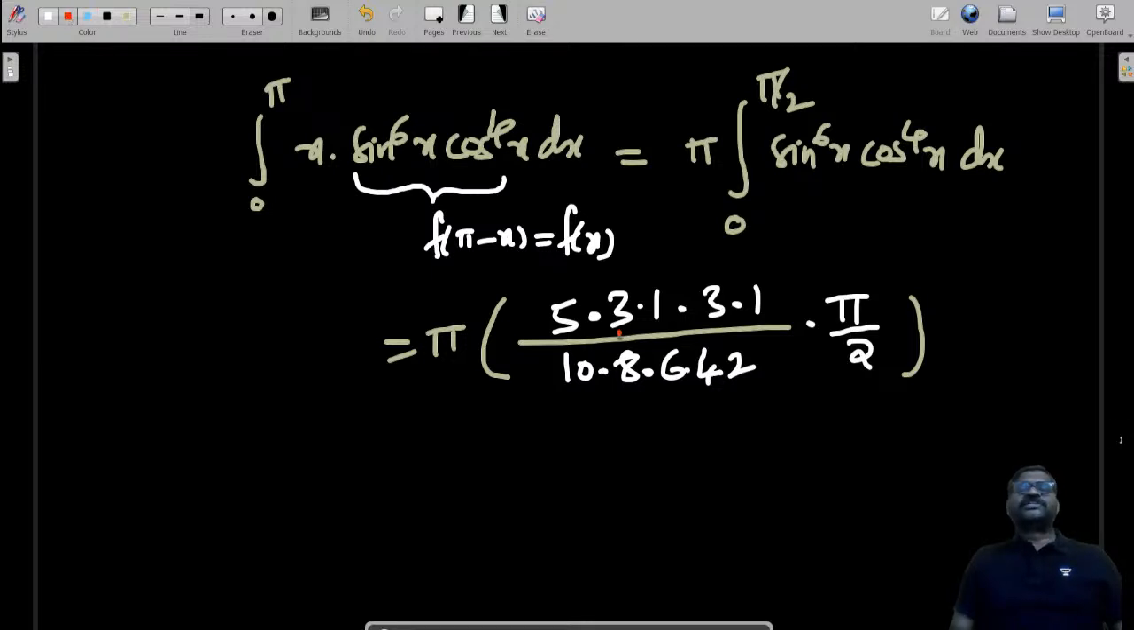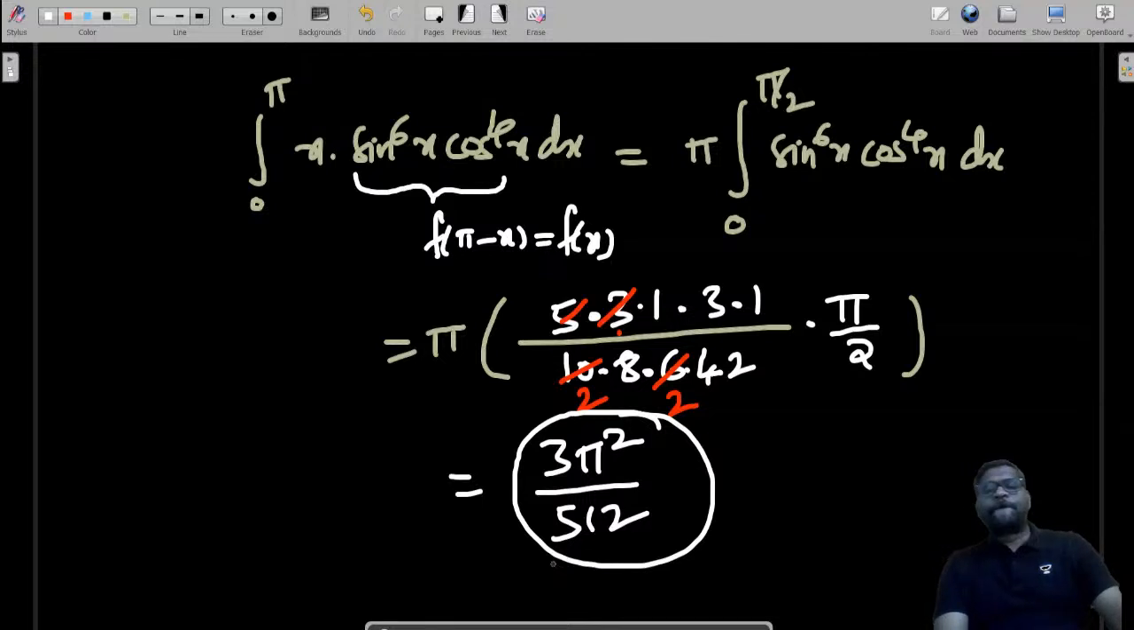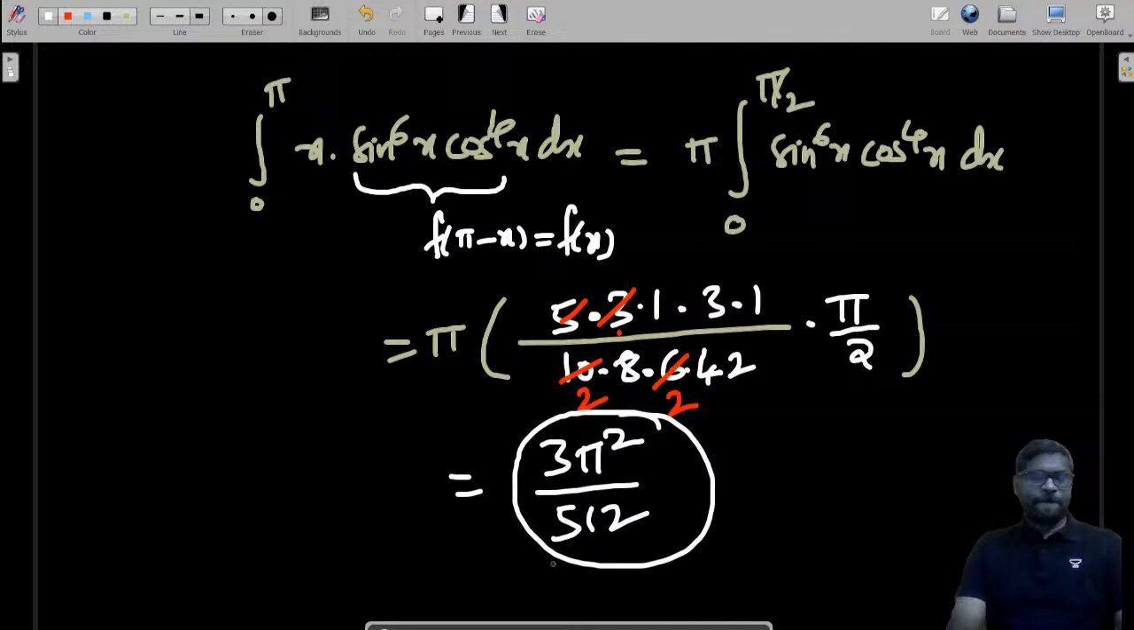Now after cancellation, 5 1 ja, 5 2 ja, 3 1 ja, 3 2 ja, that is 3 pi square by 2 into 2 cube, 2 power 4, 2 power 5, 2 power 9, 512. 3 pi square by 512.